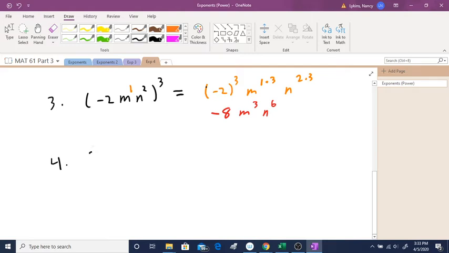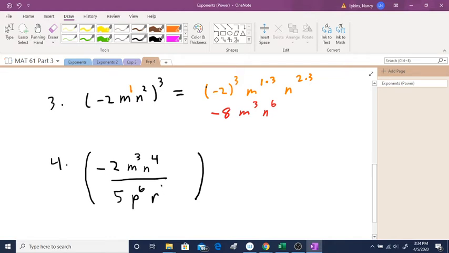Now I'm going to make this really interesting to some of us. Now I'm going to say negative 2, maybe m to the third, n to the fourth, over, maybe we'll do 5 p, maybe to the 6th, and maybe r to the 7th. And we're going to square this.